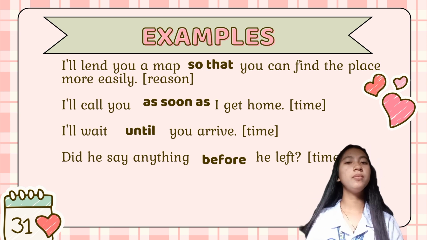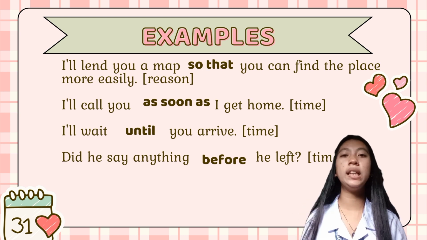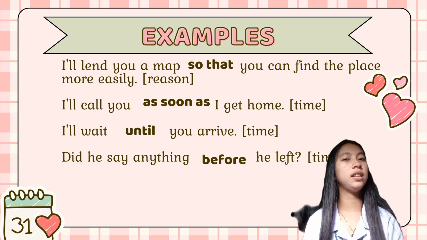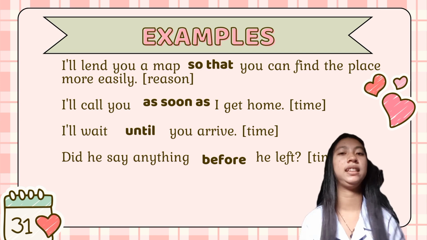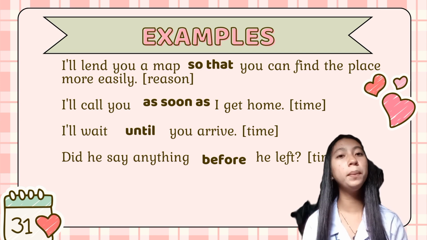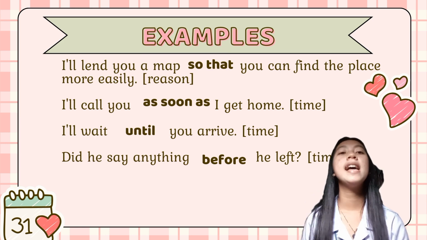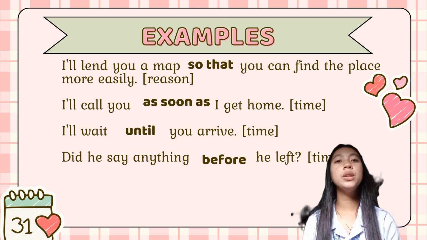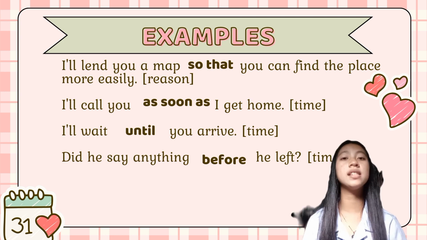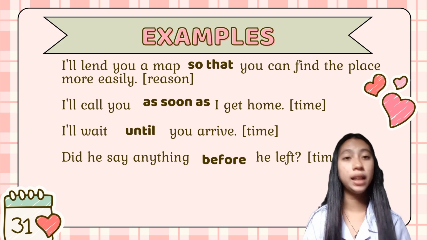I'll wait for you until you arrive. The subordinating conjunction is the word until. It links the dependent clause until you arrive to the main clause, indicating the specific time when the waiting will cease. Another is, did he say anything before he left?